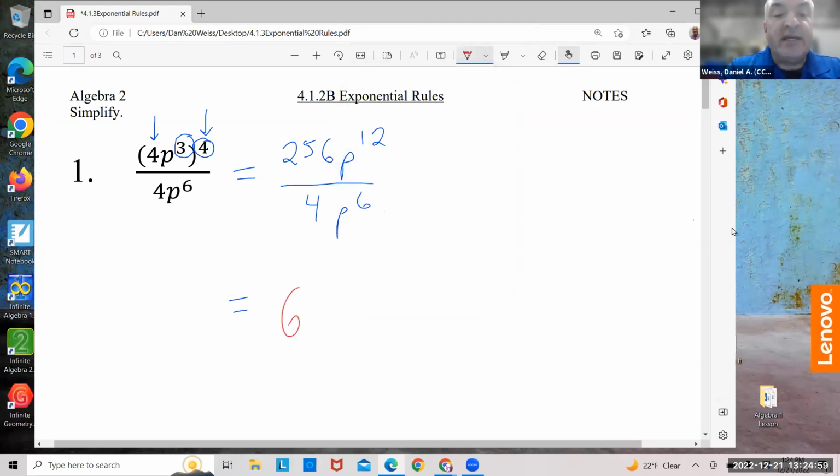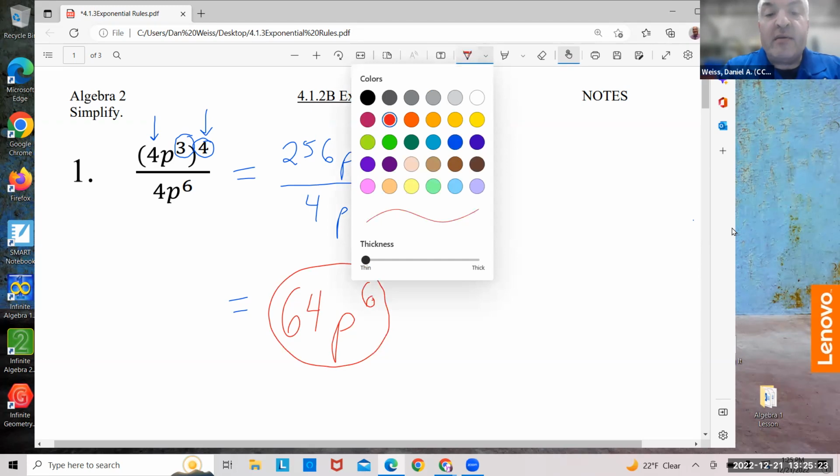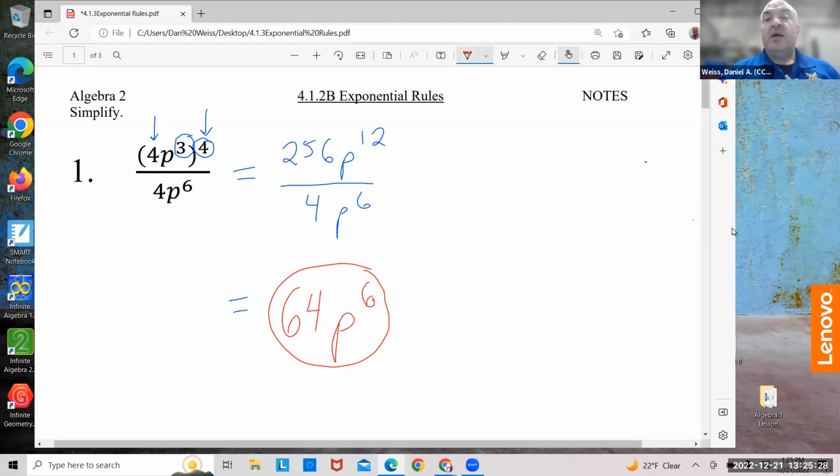64. And now, do you remember how we do p to the 12th divided by p to the 6th? We do 12 minus 6, right? So 12 minus 6 is 6. So my answer is 64p to the 6th. And you're done. This is how you do it. No problem there. Let's take a look at the next one.